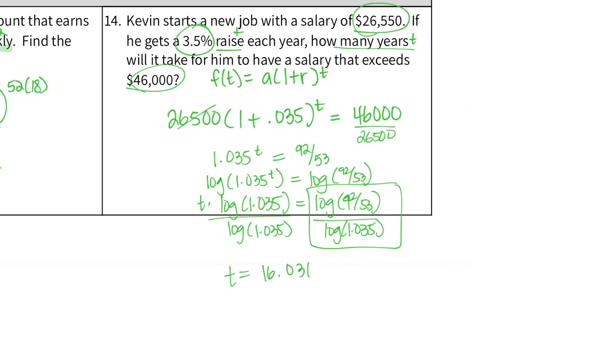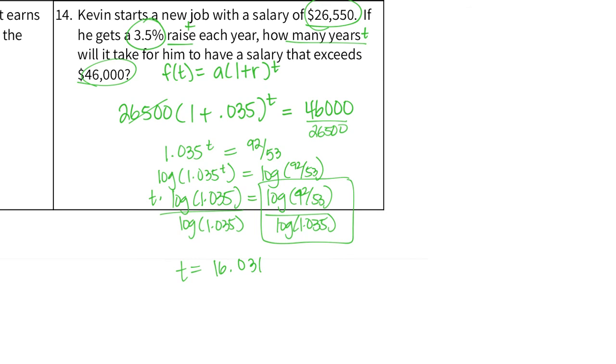But these are a little bit weird. It's asking how many years will it take for him to have a salary that exceeds 46,000. If you just plug in 16 to see if it works, it's going to be about 45,000 something. It'll be really close to 46, but not quite. So in this case, you have to round up no matter what your decimal is. So we would say that it's going to take 17 years for it to exceed 46,000.